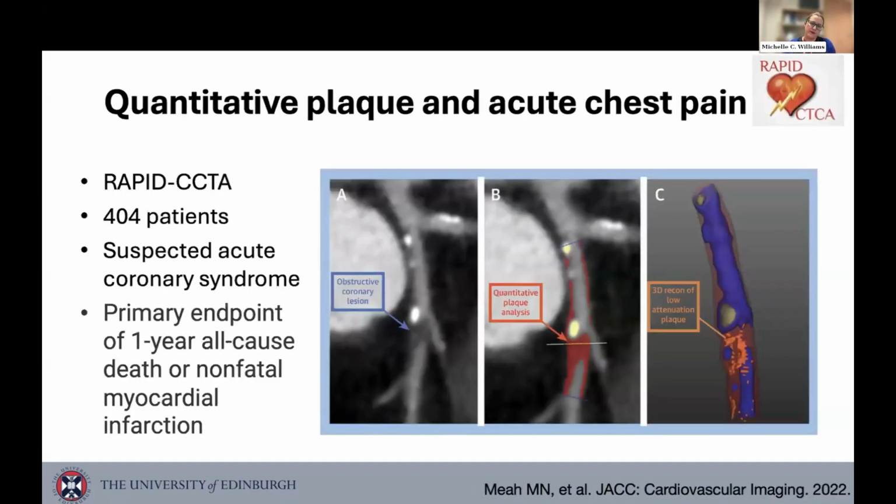And it's not just about stable chest pain patients. We can also talk about acute chest pain patients as well. So this is the RAPID-CTCA study led by Alistair Gray here in Edinburgh. And one of my postdocs, PhD students, looked at quantitative plaque analysis in these patients, looking at the 1-year event rate.